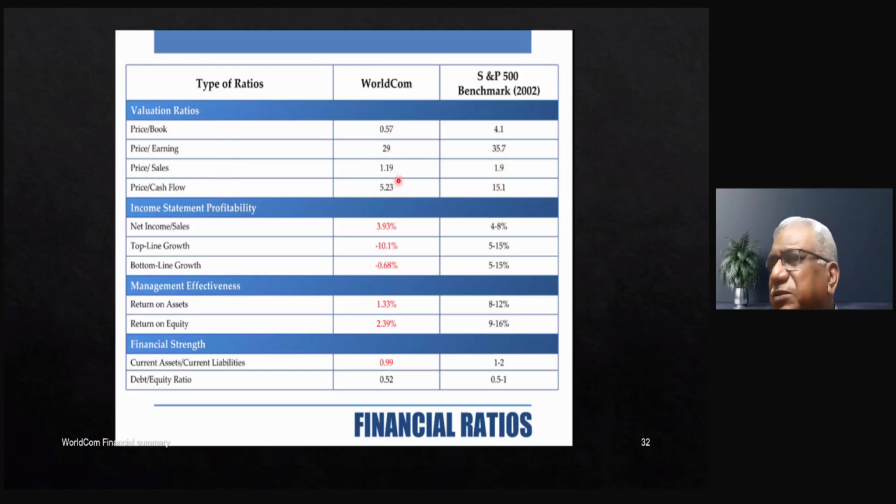Okay, the background is WorldCom was an ambitious company. There was no fraud initially. So what I'm trying to say is not all companies start with the intention to steal. What they wanted to do was become the biggest telecom company in the world. So they went on acquiring bandwidth. It's an old story, around the year 2000.